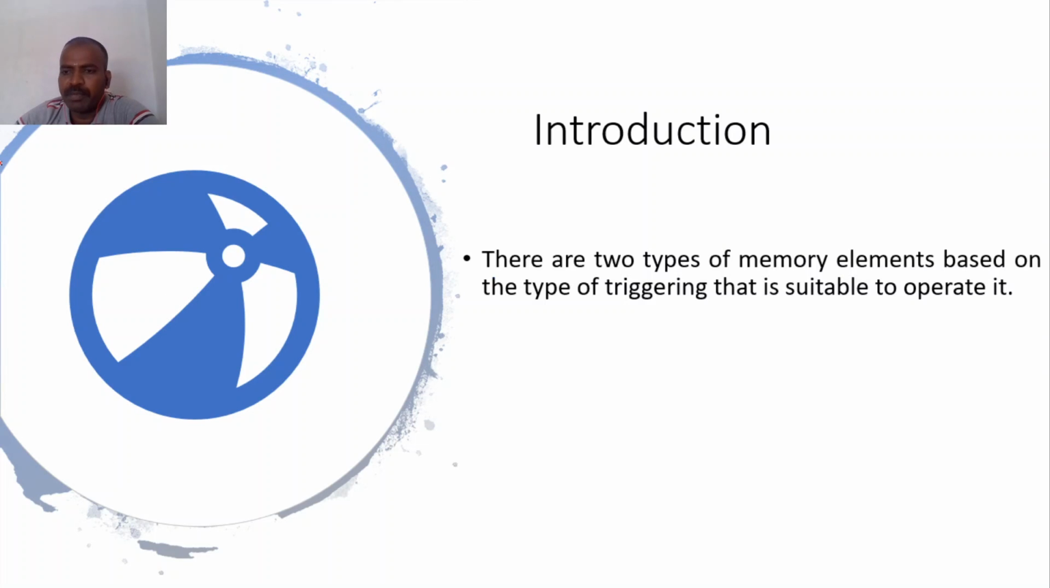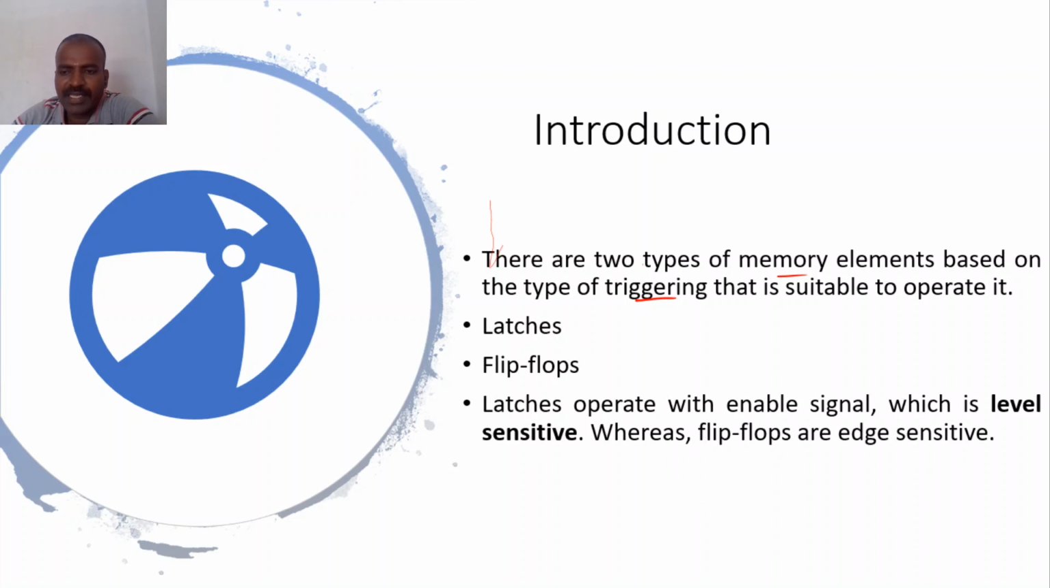There are two types of memory elements based on the type of triggering that is suitable to operate. As in the previous lecture, I explained what triggering means. There are two types of triggering we have discussed, level triggering as well as edge triggering. So we can classify the devices as latches and flip-flops. In latches we use level sensitive triggering, and in flip-flops we use edge sensitive triggering.